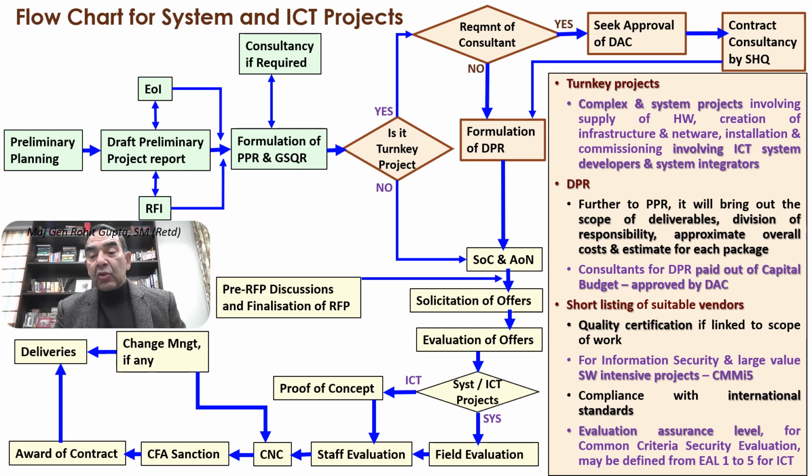For the shortlisting of a suitable vendor, certain criteria have to be satisfied. The quality certification, if linked to the scope of work, is required. For information security and large value software intensive projects, it is CMMI 5. Compliance has to be there with international standards, and the evaluation assurance level for common criteria security evaluation may be defined from EAL 1 to 5 for the information communication technology projects.